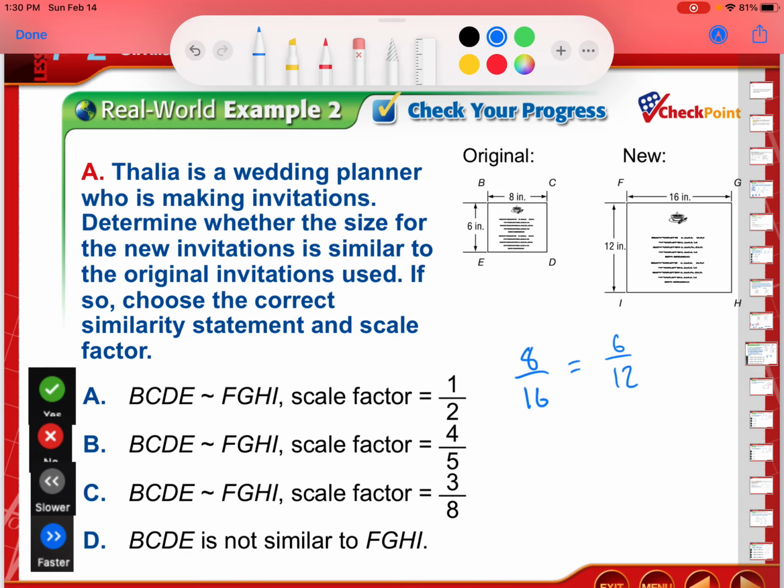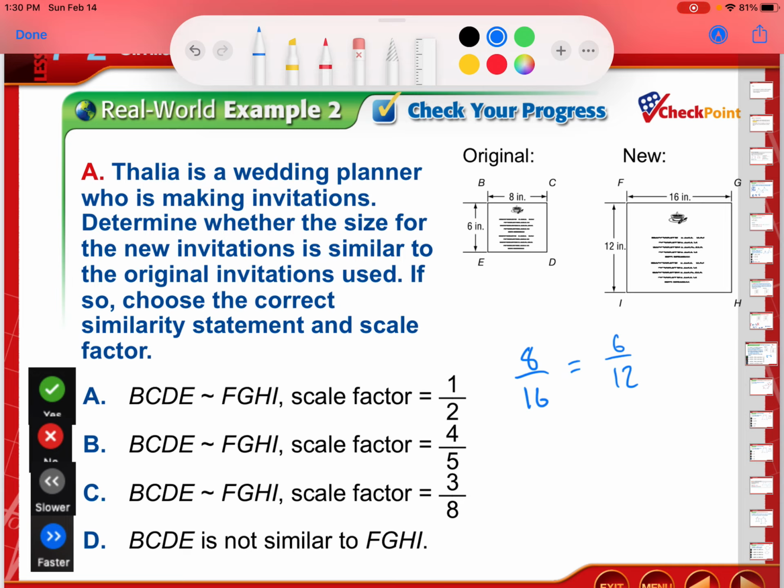Now, once again, we can do this either way. So I can do 8 times 12. I could do that if I could turn my calculator on. That would be helpful. So 8 times 12 is 96, and 6 times 16 is also 96. So we know that these are, in fact, similar.